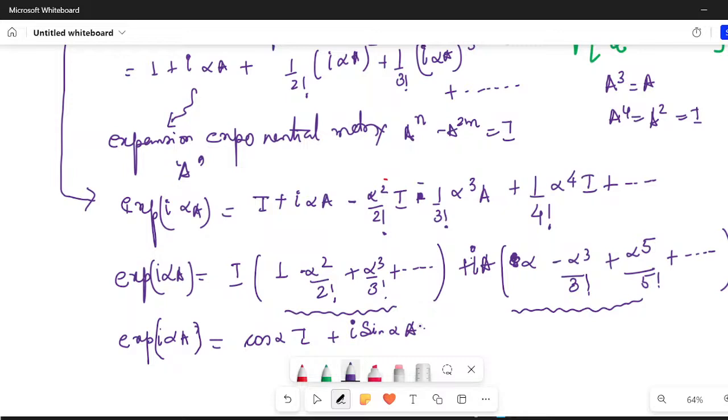Okay, and this particular matrix we'll use quite often in at least spin related theories. When we'll do spin in quantum mechanics, there you will find this application. I hope it is clear. Please let me know.